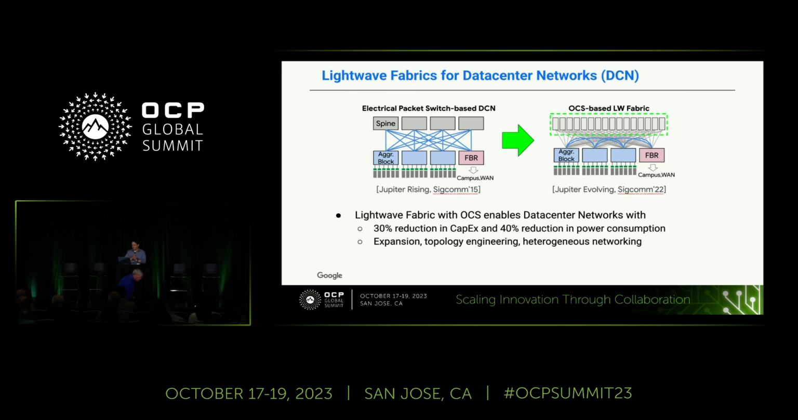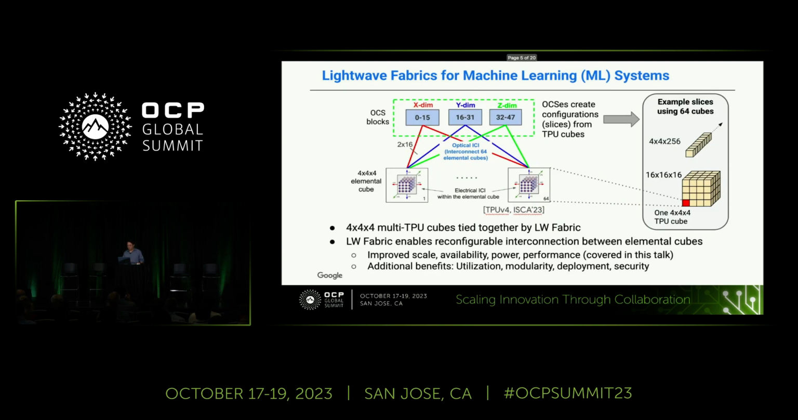And this gives us a large number of benefits in terms of expansion as we grow the data centers, as we replace things, and topology engineering for traffic patterns. Obviously, the DC traffic patterns are different than ML traffic patterns. I'll talk about that briefly. And it also allows us to support a heterogeneous mix of optical transceivers as different aggregation blocks are installed or removed from a data center.